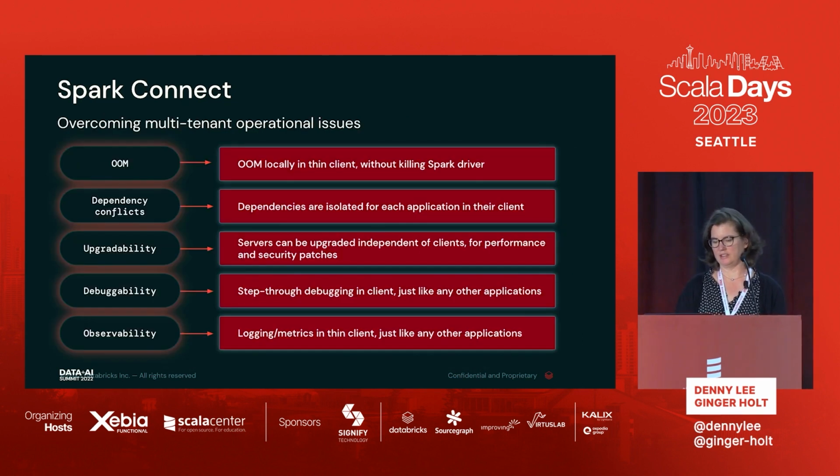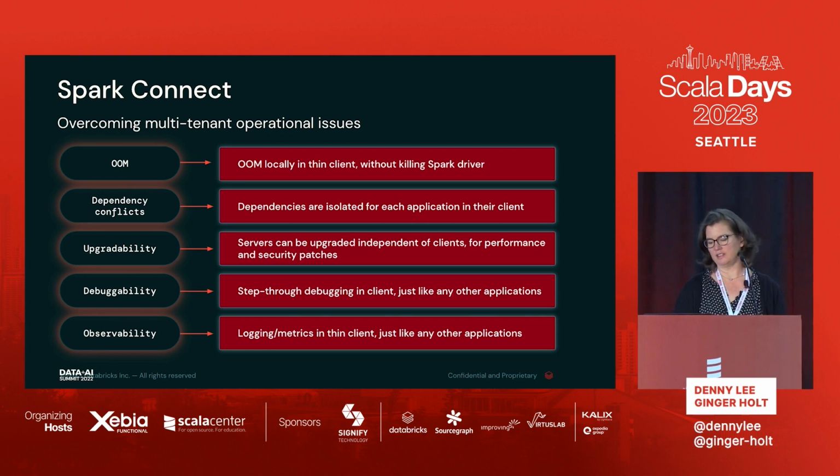So let's talk about these multi-tenant operational issues that we had before Spark Connect. Now when I get out of memory errors, which I'll still get if I'm trying to load too much data, it's going to be locally in the thin client, right? It's not going to kill the Spark driver. So that issue is mitigated.